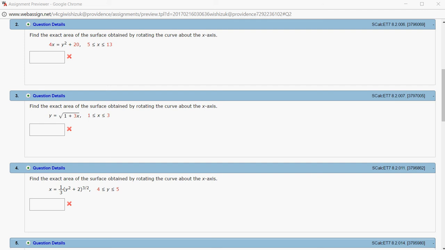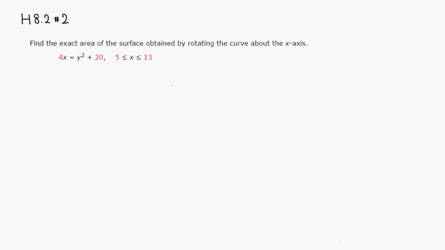Alright, let's look at homework 8.2, problem number 2. The first thing I would do is divide this equation through by 4, so that we have x equals y squared over 4 plus 5. And then I'm going to do the integration with respect to y.